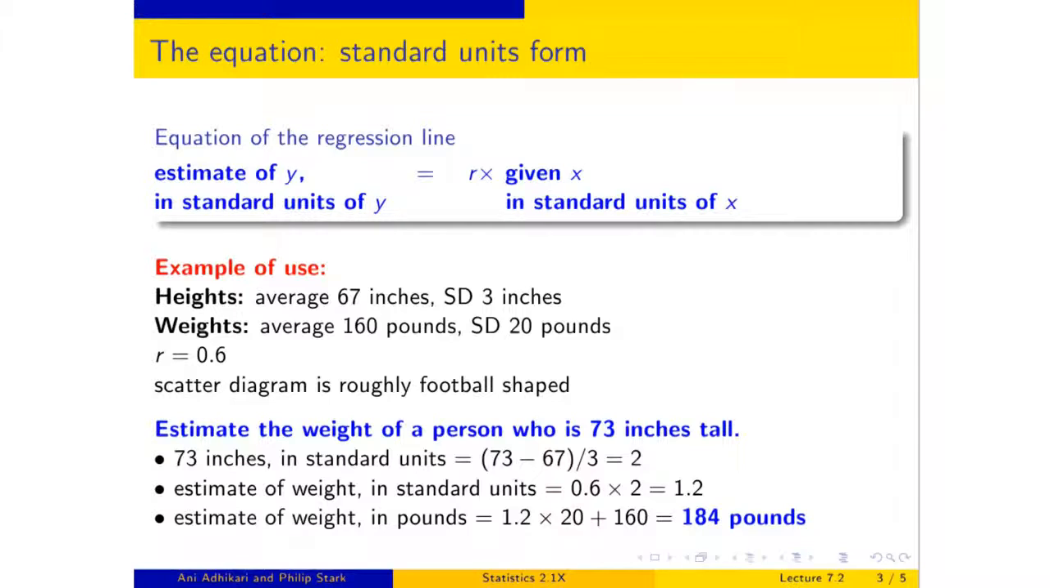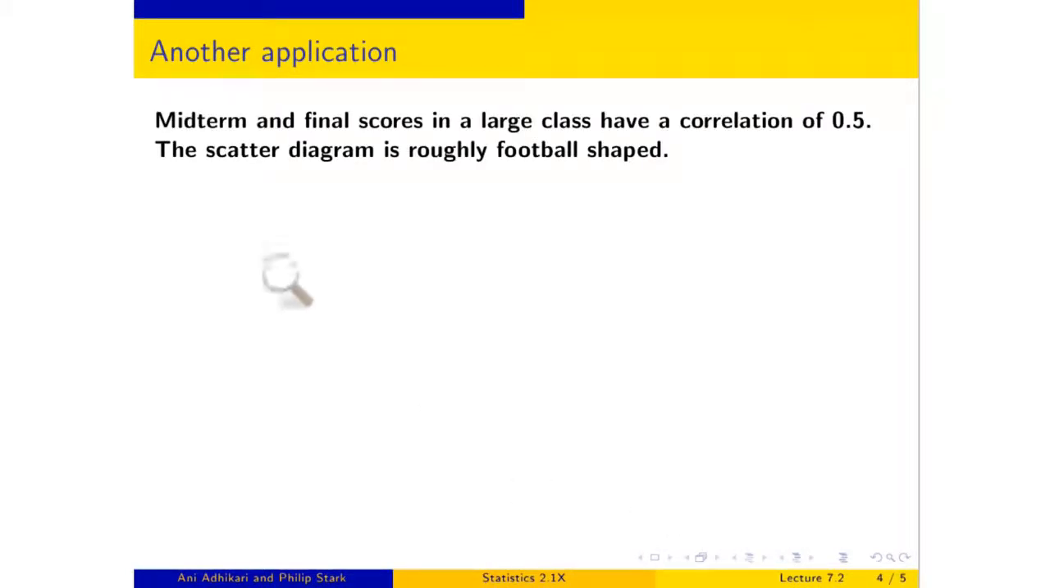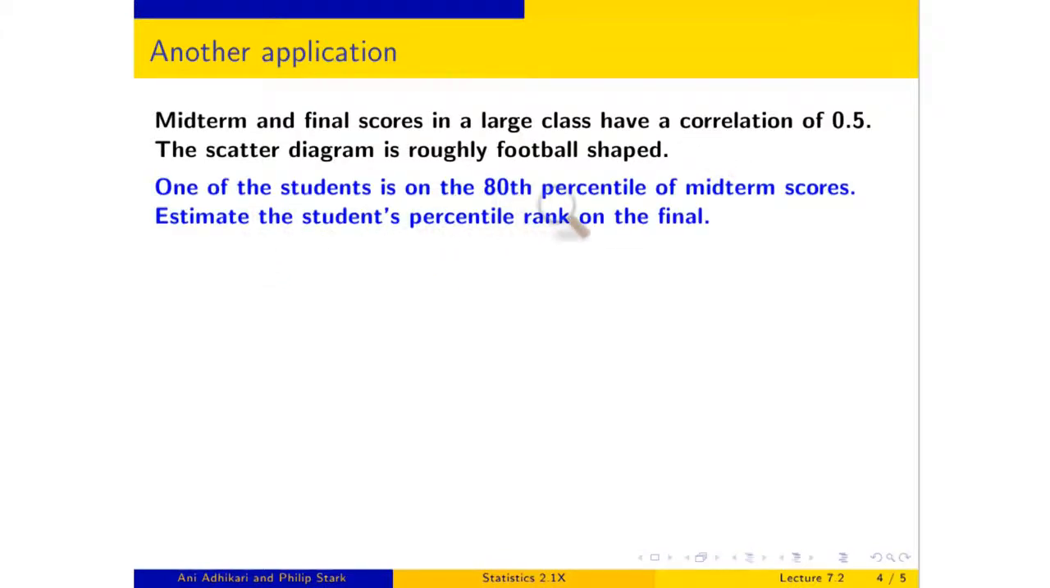What we're going to do next is another numerical application which looks rather different from this, but in fact follows the same moves. What I'm going to give you is that the midterm and final scores in a class have a correlation of 0.5, positive, not surprising, and the scatter diagram is roughly football shaped. And you know what? I'm not going to give you anything more. I'm not going to give you averages, and I'm not going to give you SDs. And I'm going to ask you to make an estimate. One of the students is on the 80th percentile of midterm scores. Estimate the student's percentile rank on the final.